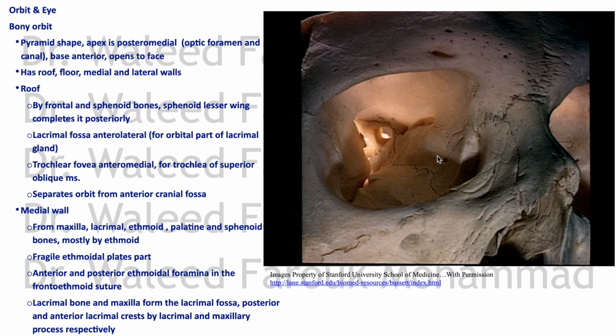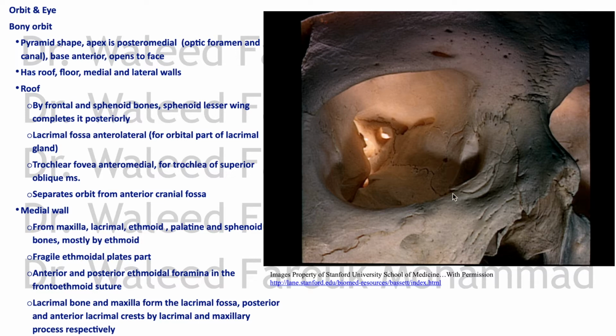Okay, now look anteriorly. There is a fossa formed here. It has an anterior crest formed by the process of the maxilla, and a posterior crest formed by the lacrimal bone. These are multiple choice questions. Which crest is formed by what? The anterior is formed by the maxilla, and the posterior is formed by the lacrimal.